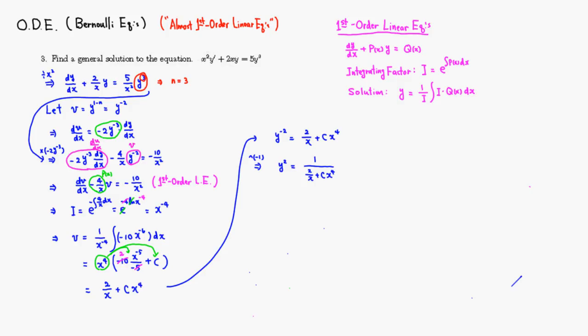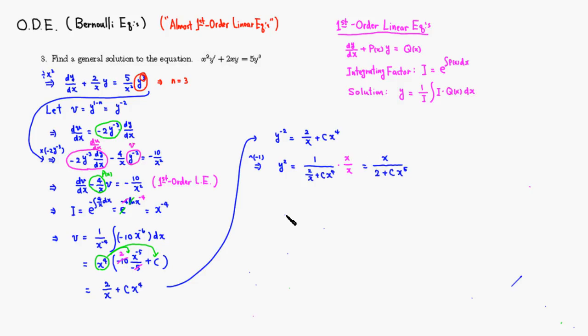One little thing, since I don't like to have a fraction inside a fraction, I'm going to multiply top and bottom by x. So you get 1 times x is x on top, and here x and x cancel out, you have 2. c is just a number, and x to the 4th times x is x to the 5th. So we got the solution.